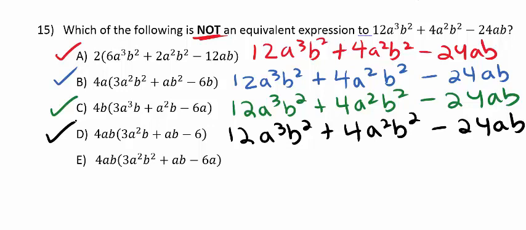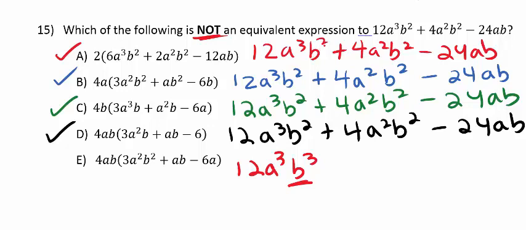So let's go take a look at E. We think right now that that one is not, since all the other ones are, but let's double check. 4 times 3 is 12. A times a squared is a cubed. B times b squared is b cubed. Well, right there we can see that's a problem because we only have a b squared on this term.